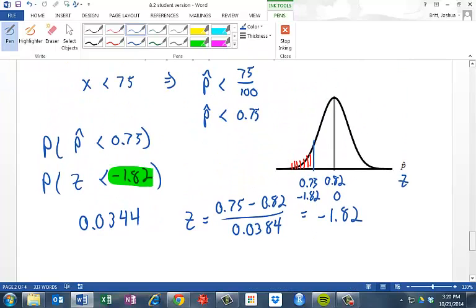Okay, this is the end of 8.2. We'll continue to 9.1.